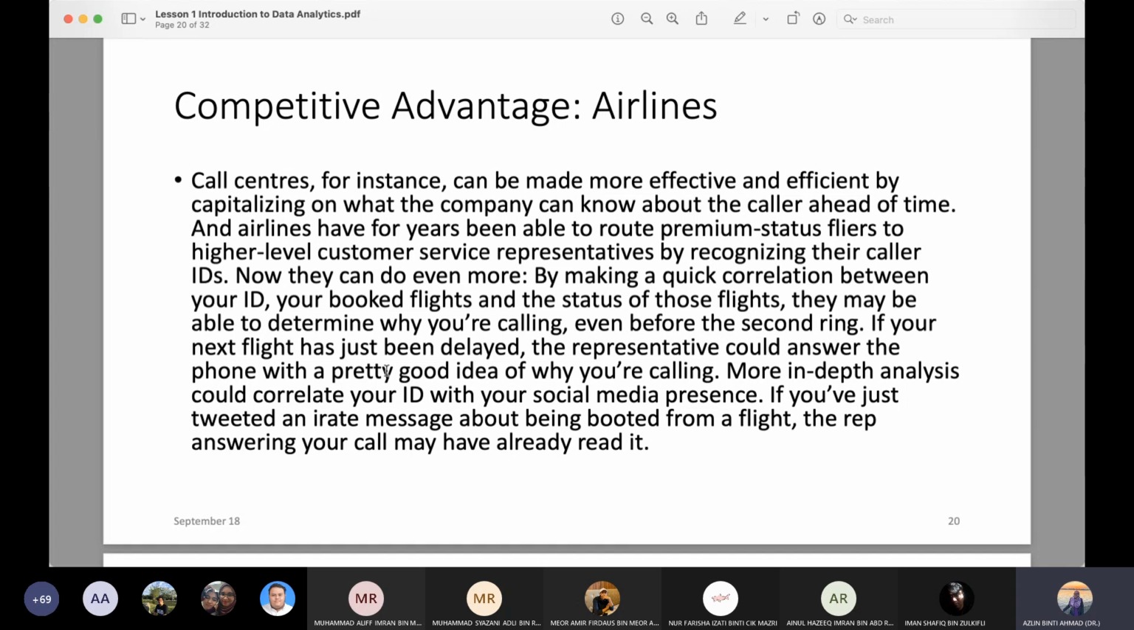Okay, maybe next, based on the ID and also the social media punya account, they can see and they can also identify the problems that are faced by their customers.